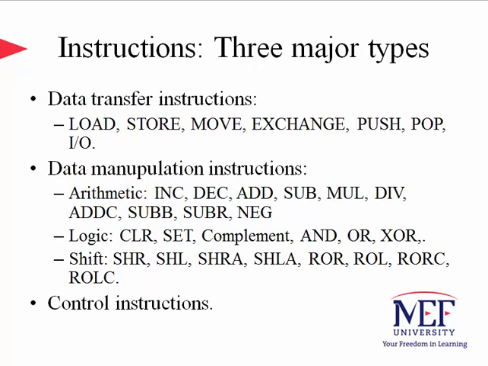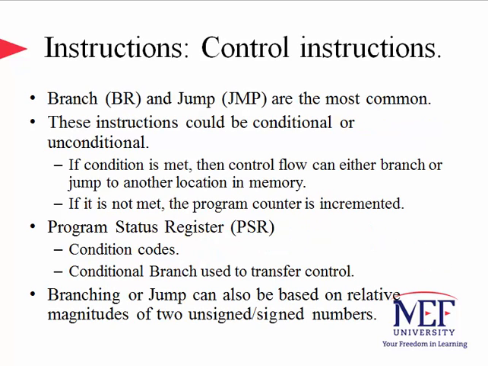There are three major types of instructions: data transfer, data manipulation, and control instructions. Load and store operations are, for example, data transfer operations. Data manipulation instructions could be either arithmetic, logical, or shift operations, and you can see the examples written in this slide. There are also control instructions. Control instructions are used to alter the control flow of the program by changing the values stored in the program counter. A program control instruction causes a break in the sequence of execution of instructions.